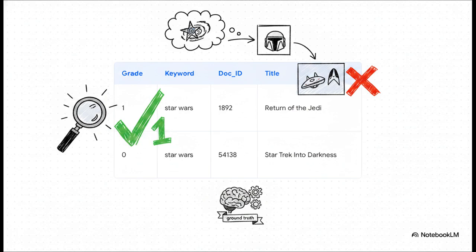Let's peek under the hood at how we set up that absolute ground truth. We map specific queries to specific documents and just assign a simple binary grade. For example, if a user searches for Star Wars, a movie like Return of the Jedi gets a 1, meaning, yep, it's highly relevant. But Star Trek Into Darkness, even though it's a sci-fi film with star in the title, gets a 0 because it's irrelevant to that specific query. This simple binary grading establishes our foundational data.